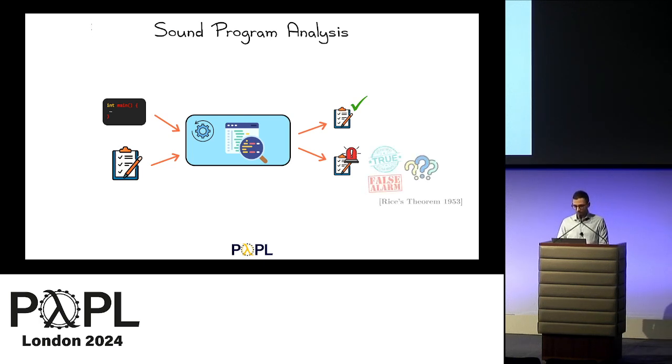The problem here is that, in general, we don't know if every alarm is actually a true alarm. So it may be a false alarm. This is due to the famous Rice theorem. So unless we are analyzing a trivial specification, we need to deal somehow with the false alarms. And so what people usually do in program analysis is try to modify or tune the program analysis in order to decrease the number of false alarms.